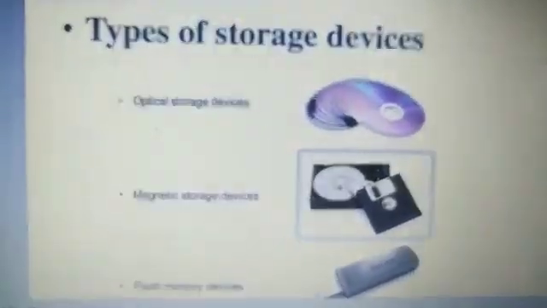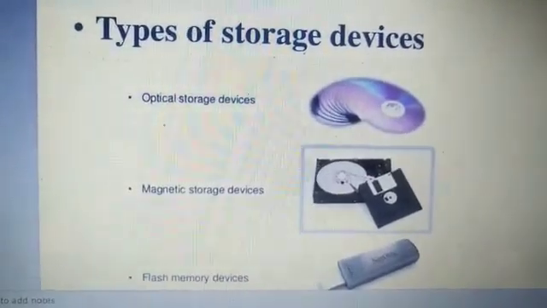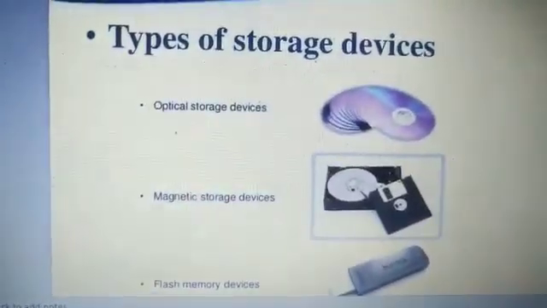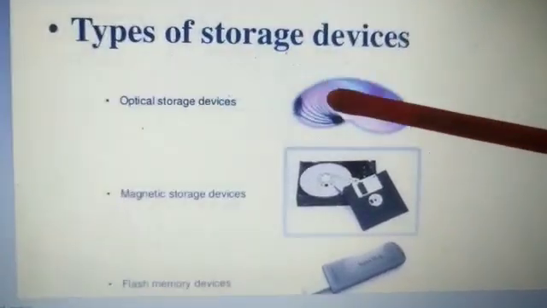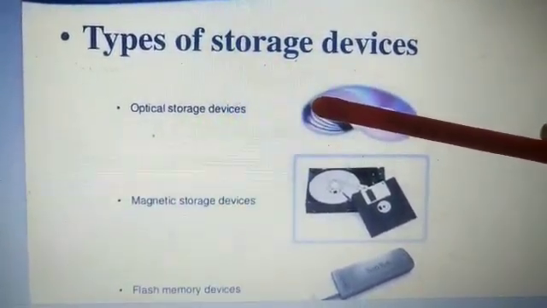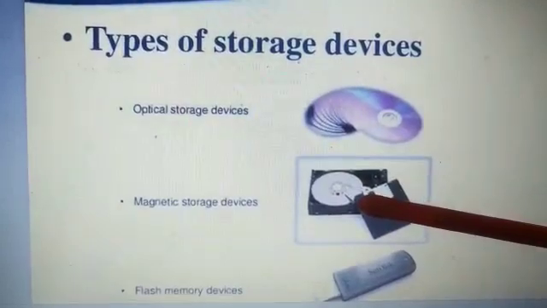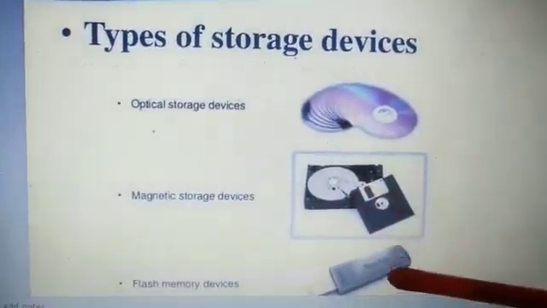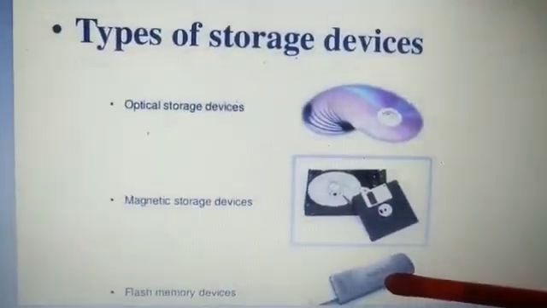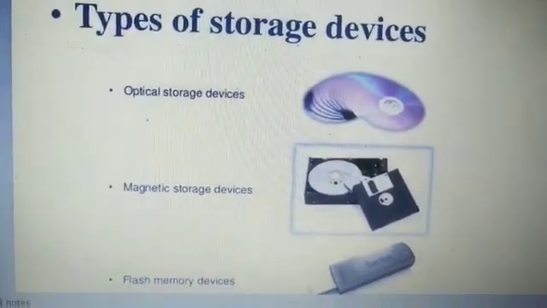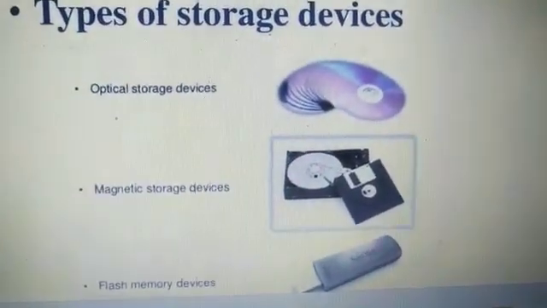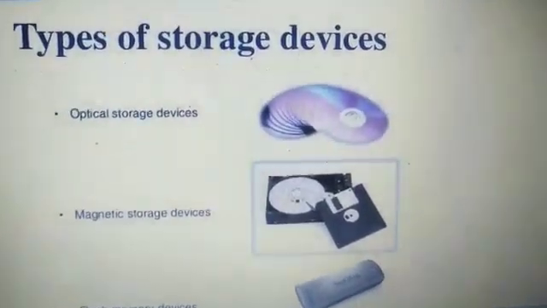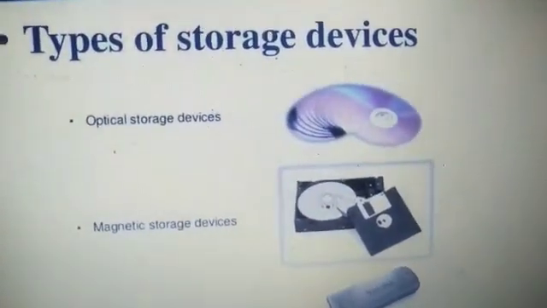How many types of storage devices are available? There are three types of storage device available. One is the optical storage device, another is the magnetic storage device, and the third is the flash memory device. Now we will learn about the optical storage device.